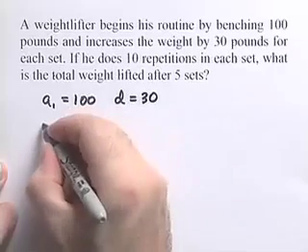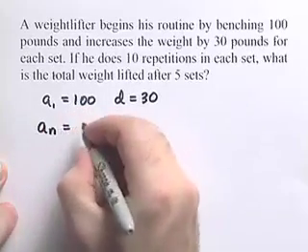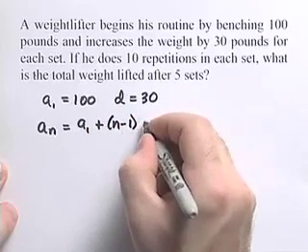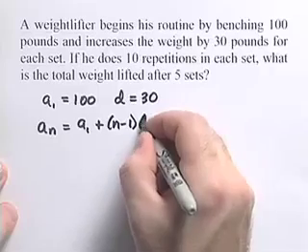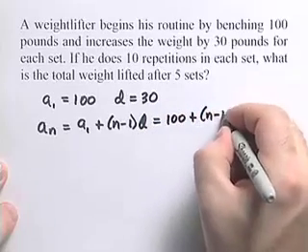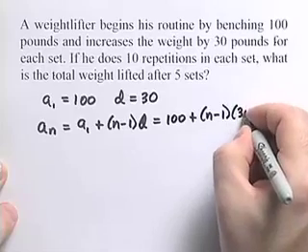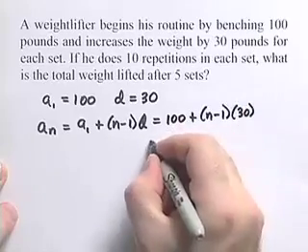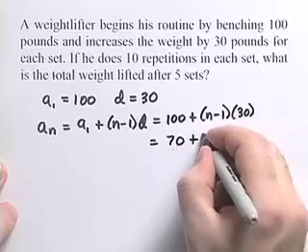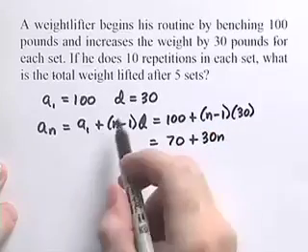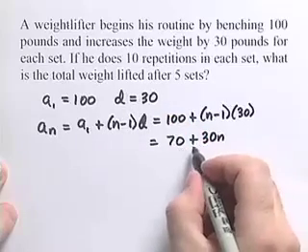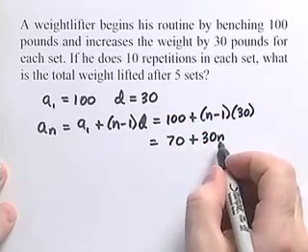So we'll have our general term a sub n, which is the first term plus n minus 1 times the common difference. In this case, that will be 100 plus n minus 1 times 30. We'll get 100 minus 30 is 70, and then plus 30n. So if there was 1 repetition in each set, the nth term would give us 70 plus 30n.